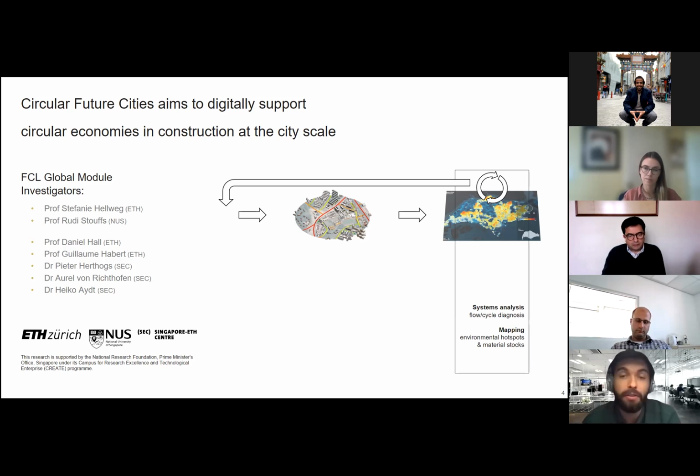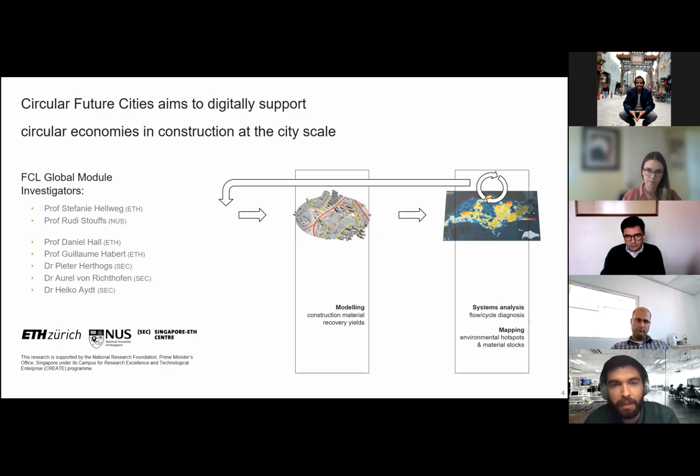At a city level, we're talking about systems analysis in terms of flows and cycles and diagnosis, but also then, of course, mapping environmental hotspots in terms of resources, for example, or material stocks. At the level of the building, we're talking about how can we model construction material recovery yields in more advanced ways, and that's what we're talking about today.